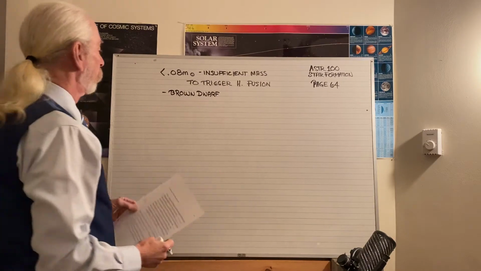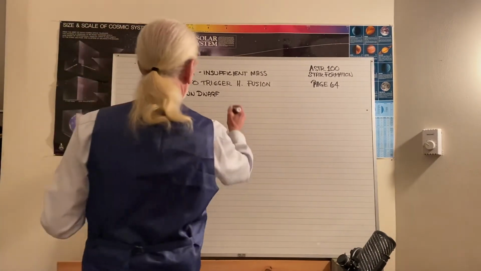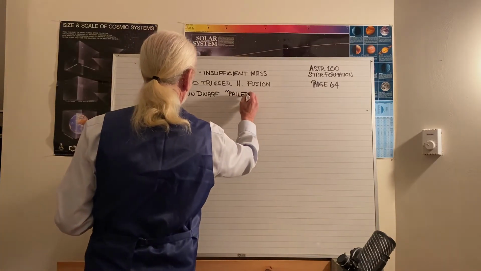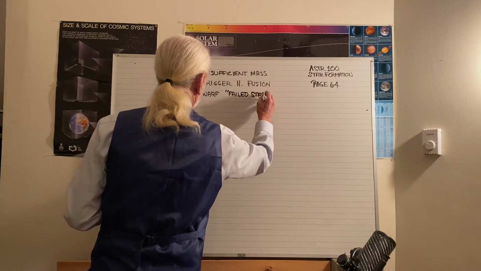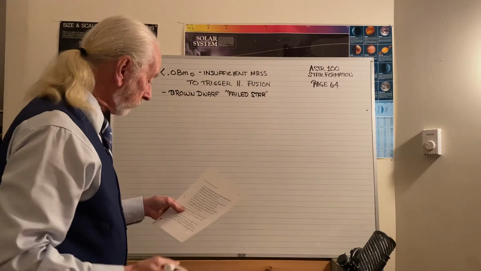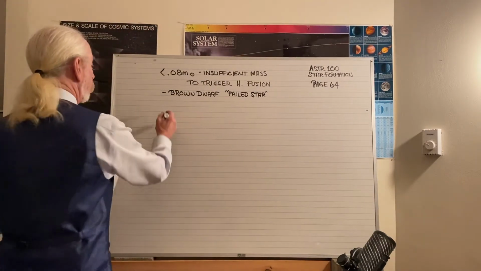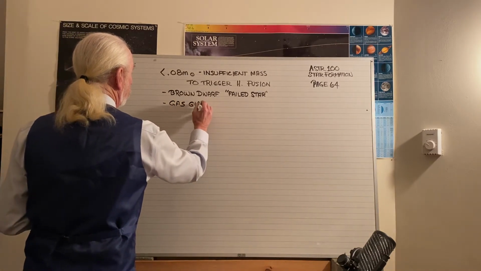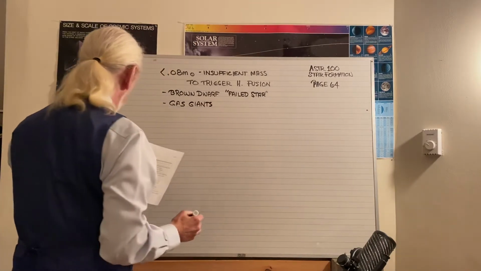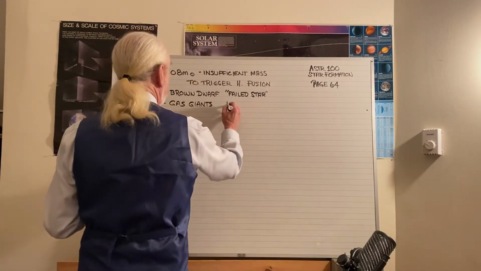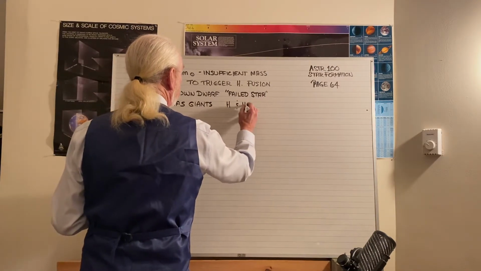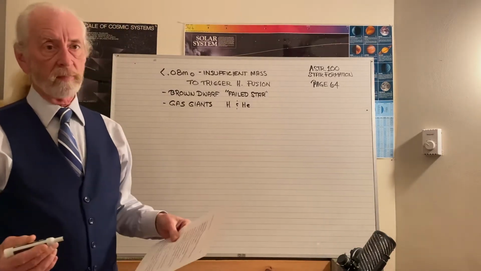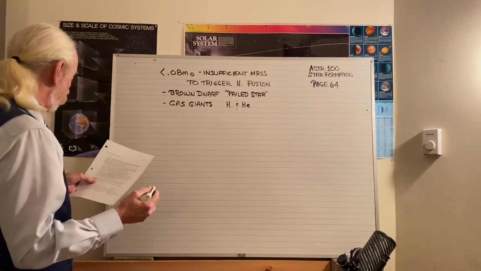A brown dwarf is also frequently referred to as a failed star. And what are these brown dwarfs? Well, they're gas giants. And they are primarily hydrogen and helium. And they do generate some heat due to compression. Remember, if you're going to have pressure, you're going to have heat. So they do generate some heat.